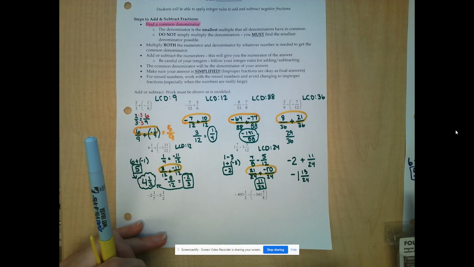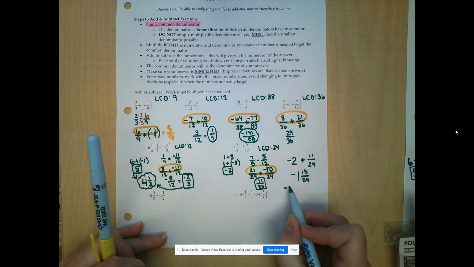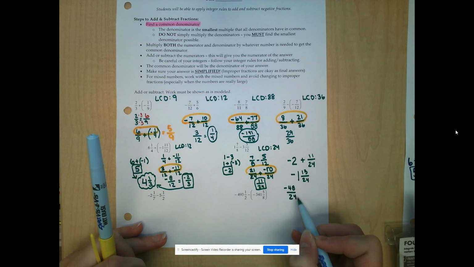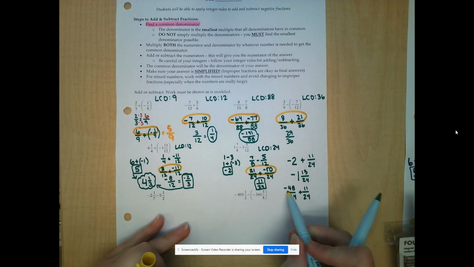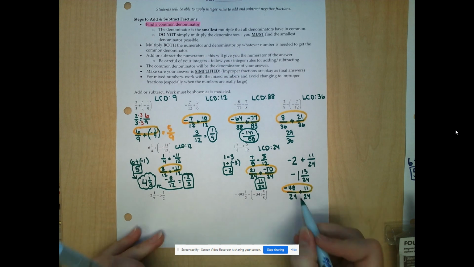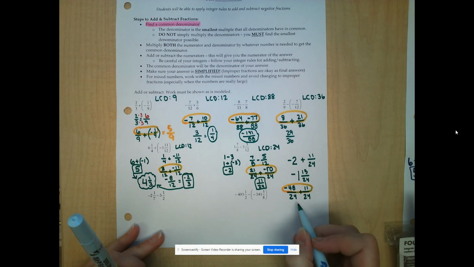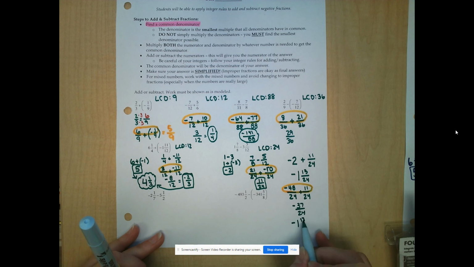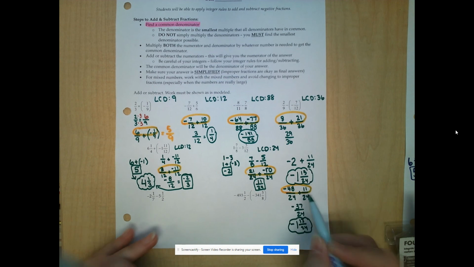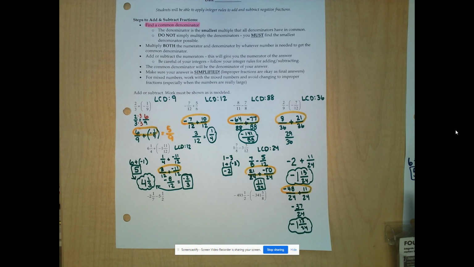Now, if you're stumbling on that, if you need to, you can rewrite that negative 2 as negative 48/24, right? 48 is double 24, so this is worth negative 2 plus 11/24. And then you would be able to do the same idea, and it would be negative 37/24, which would still land you at negative 1 and 13/24 as a final answer. Whether you can do it in your head or whether you need to write it out, they both work.